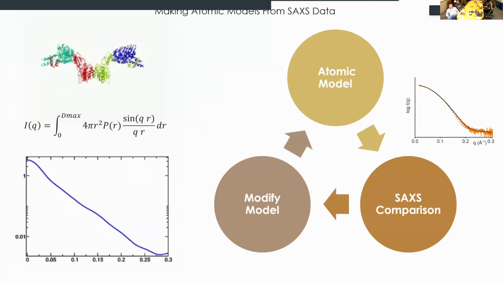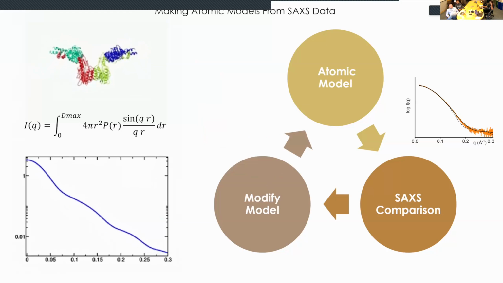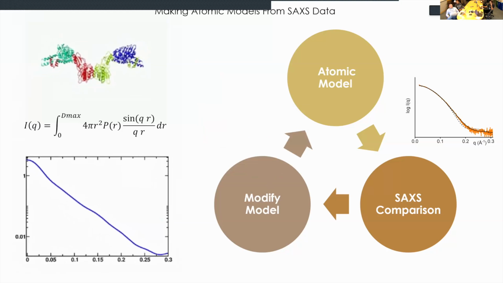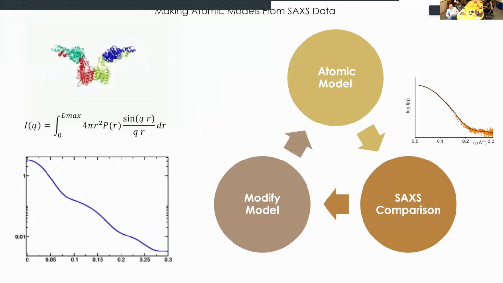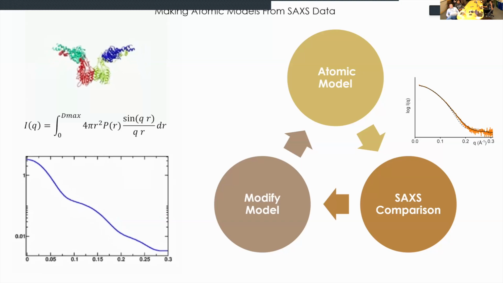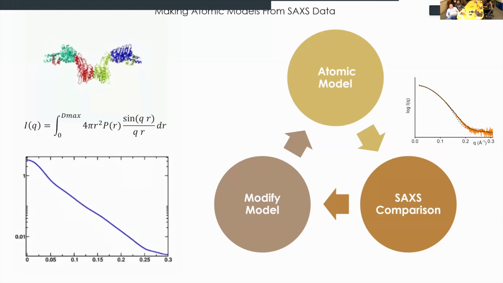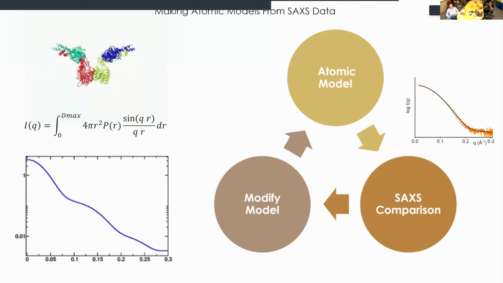So that allows you to play this game. So you might have an atomic model over here. You can calculate your intensity as a function of scattering angle. And then you can make your measurement, your SAXS measurement. And you can see that the dashed curve and the orange curve do not agree very well. So then you can modify your model and see if they agree better.